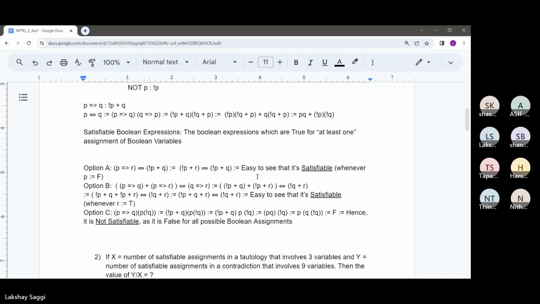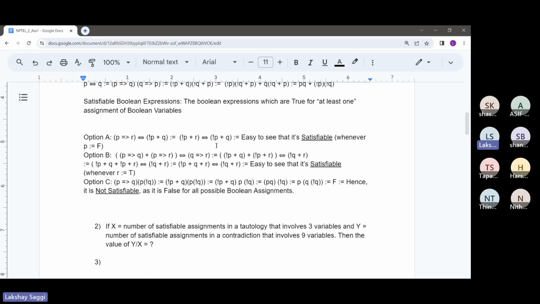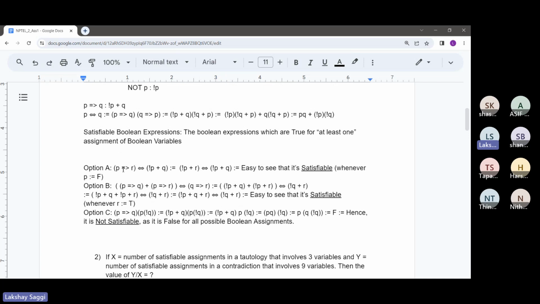assignments. So yeah, basically, you can say that option C is actually a contradiction, because a contradiction is something which is always false. So yeah, I hope I make sense.